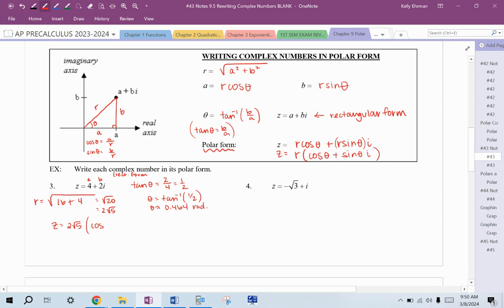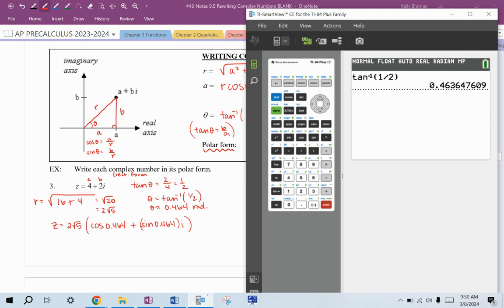Now you don't have to write the word radians. I'm just reminding you that's what we're finding. All right, so the cosine of 0.464 plus the sine of 0.464 times i. Or you could write i times sine of 0.464, that's fine too. And we don't need to simplify this. If I were simplifying this, I would not use 0.464. But we don't have to simplify this because remember, cosine of 0.464 should equal 4, right?